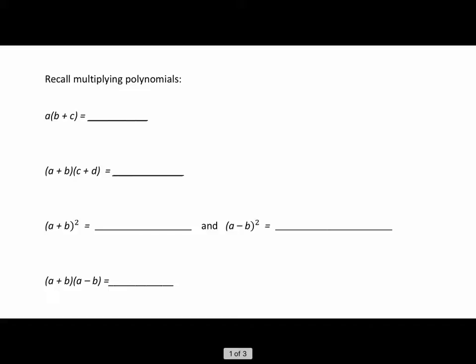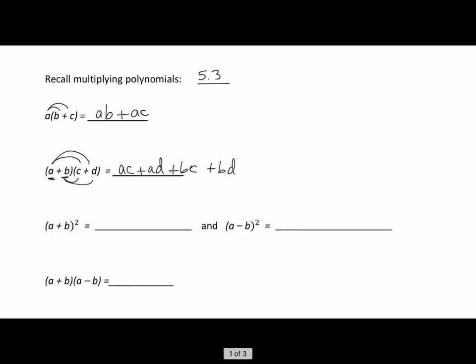Recall multiplying polynomials. If you want to look back, that is section 5.3, multiplying polynomials. So if we're going to multiply a monomial times a binomial, we distribute that monomial to each term. So that would be a times b plus a times c. And if we're going to multiply two binomials, we need to distribute each term to each term. So we multiply a times c plus a times d, and then distribute b times c plus b times d. And generally you'll have some like terms to combine.